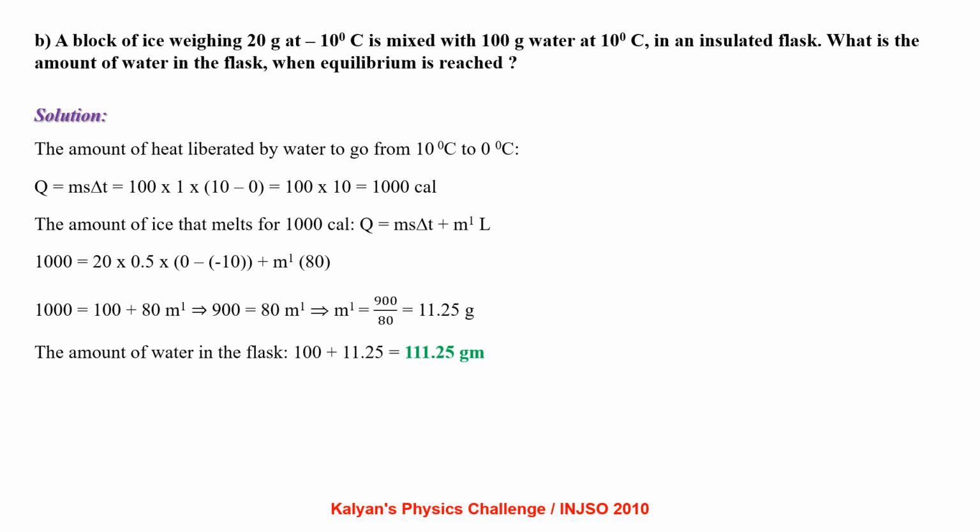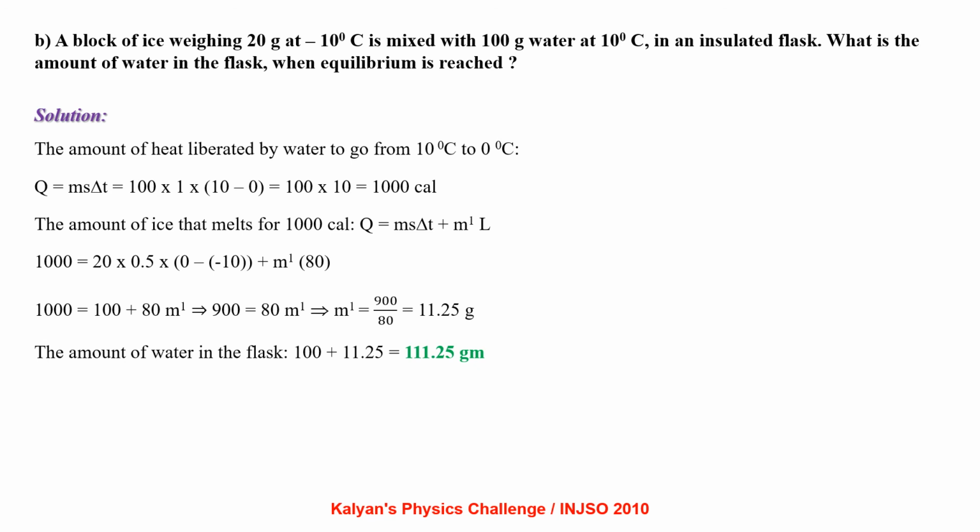A block of ice weighing 20 gram at minus 10 degrees centigrade is mixed with 100 gram water at 10 degrees centigrade in an insulated flask. What is the amount of water in the flask when equilibrium is reached? The amount of heat liberated by water to go from 10 degrees centigrade to 0 degrees centigrade, Q equal to ms delta T, that comes out to be 1000 calorie.